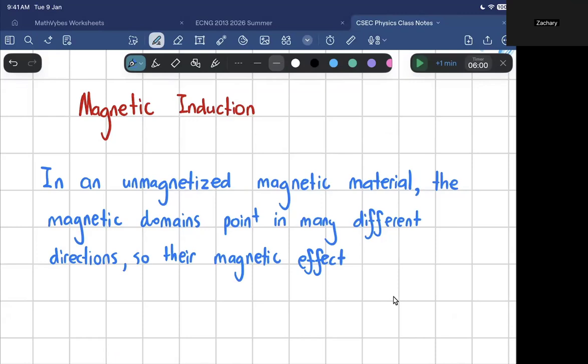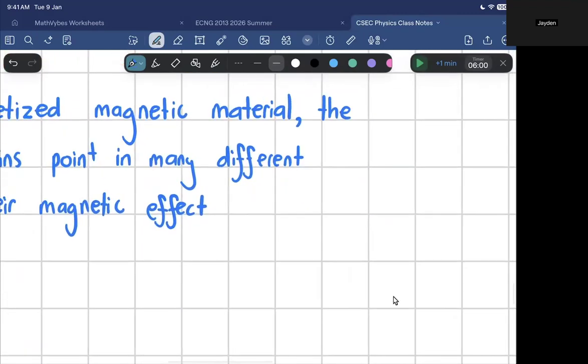Exactly. So over here, the magnetic domains point in many different directions. If that's the case, will the magnetic effect be strong or weak? Weak, right? The magnetic effect more or less cancels off, which means they're weak.